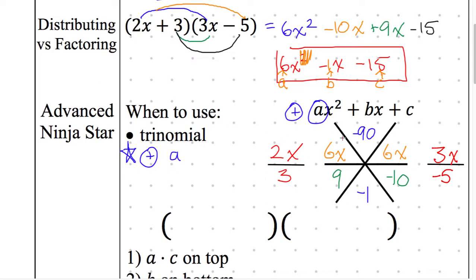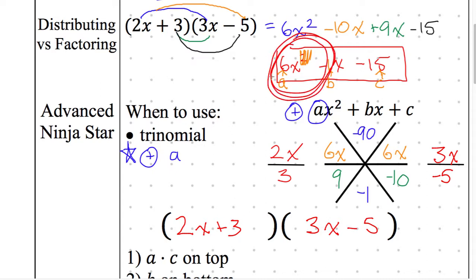This is going to be 2x plus 3, and this is going to be 3x minus 5. That is writing it in the correct form. And notice now, if we multiply these first two, 2x times 3x, 2 times 3 is 6, x times x is x squared, so this is 6x squared. That is what we started with. We now have our final answer, box it.